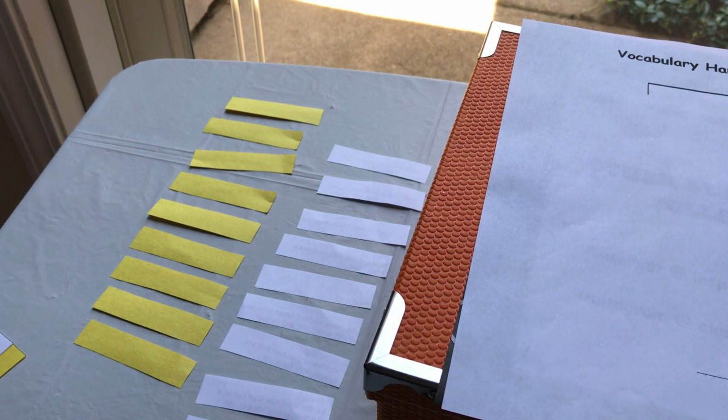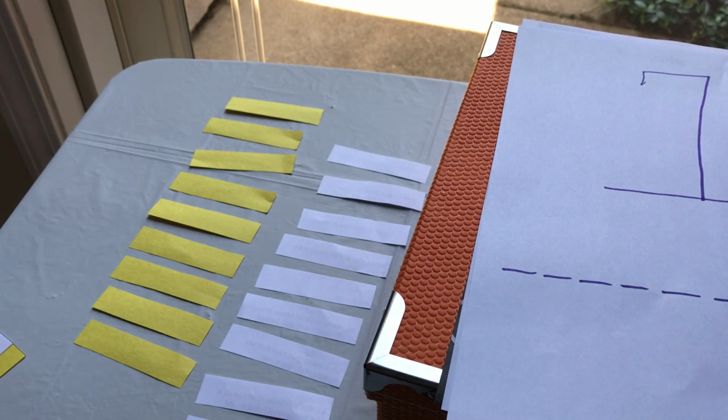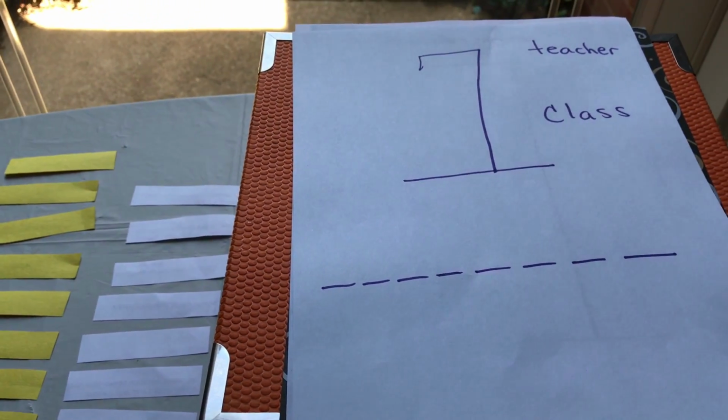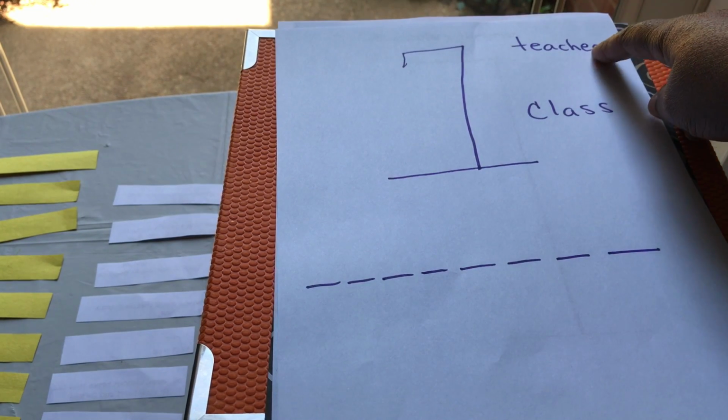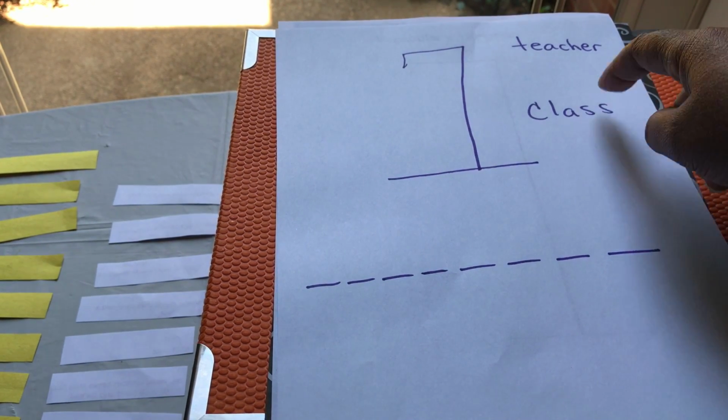And the way that I play vocabulary hangman is I would draw this figure on the board, and I would call out a meaning, and the children would have to give me letters to spell out the word. I'd write teacher and class to keep score here.